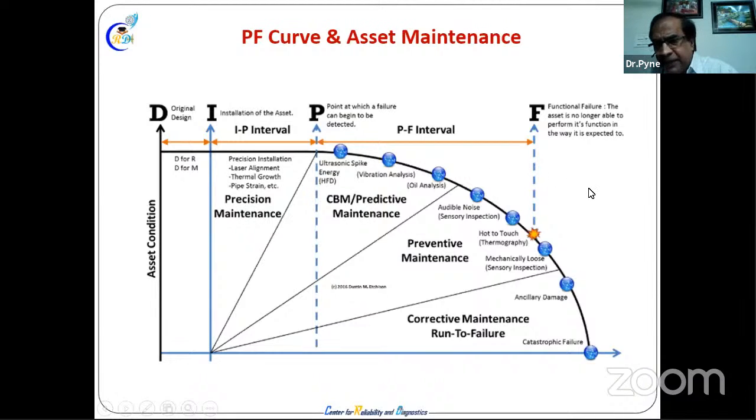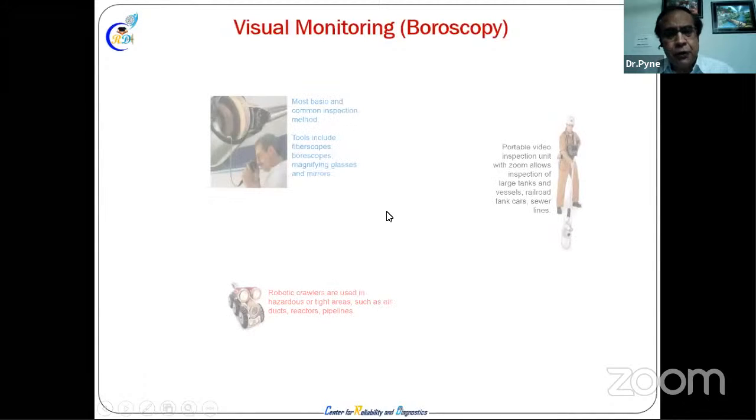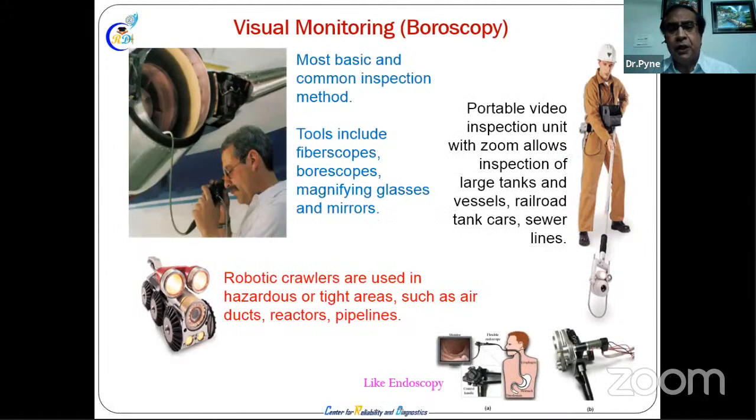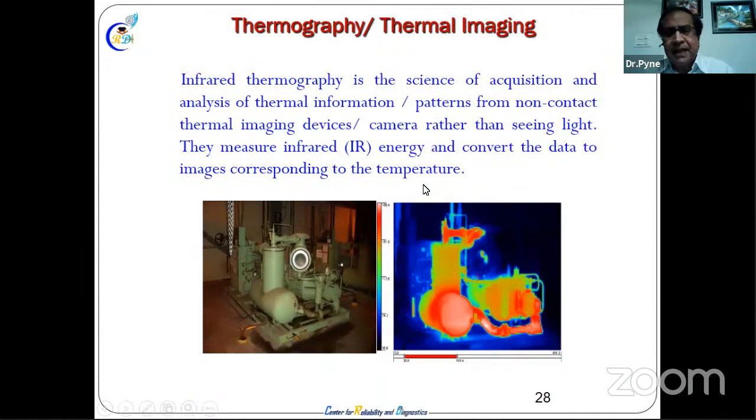The curve will go like this. A properly aligned machine means less energy consumption. So this is the thought process of maintenance. Like these visual monitorings, just like endoscopy in our body, we do visual monitoring of turbine parts, internal parts. Thermal imaging, we just take the temperature of the machine and it looks like this. This is the thermal image, this is the normal image, and we connect.